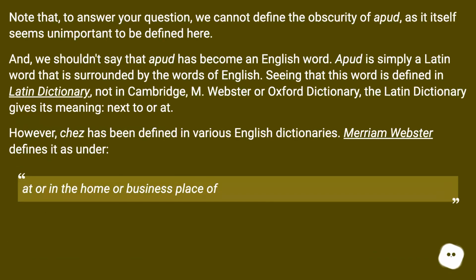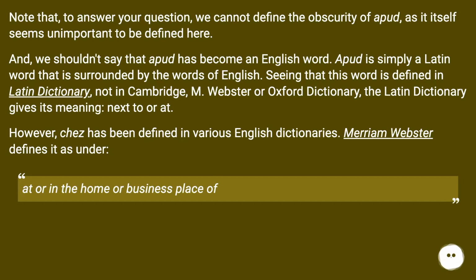Note that, to answer your question, we cannot define the obscurity of apud, as it itself seems unimportant to be defined here. And we shouldn't say that apud has become an English word. Apud is simply a Latin word that is surrounded by the words of English. Seeing that this word is defined in a Latin dictionary, not in Cambridge, Webster or Oxford, the Latin dictionary gives its meaning, next to or at.